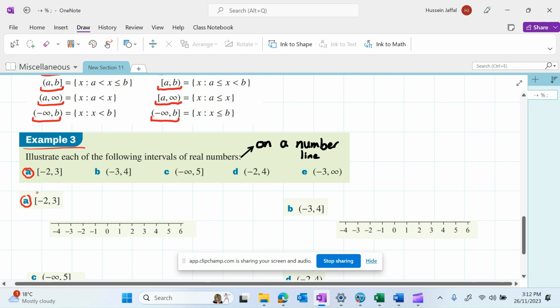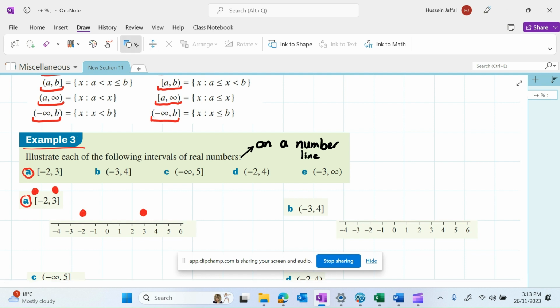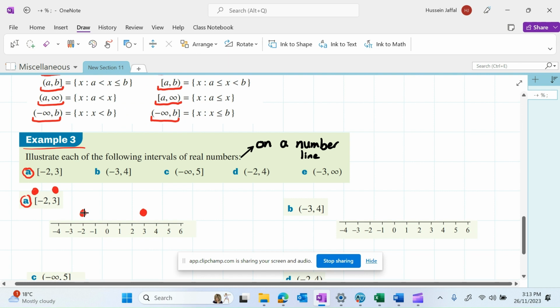Whenever you have square brackets, you need to put a closed circle on the number line. So -2, you go here, you have it like that. For 3, it's also closed circle on the number line. And you close it, and then we can do our number line like that. That means all the values from -2 to 3 are in this interval, including -2 and 3.